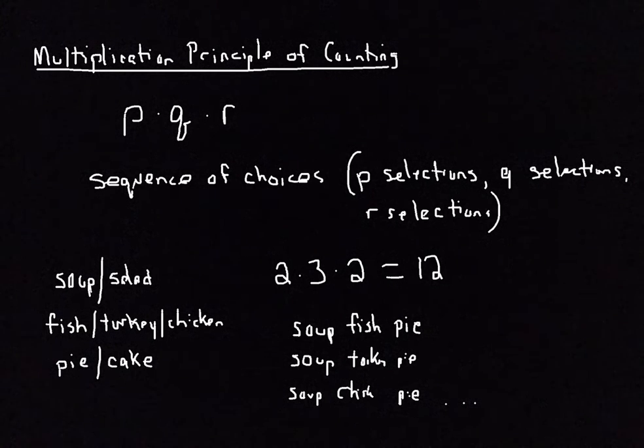So this is called the multiplication principle of counting. You just multiply your selections. All right, so if you have P selections, then Q selections, then R selections, just keep multiplying, depending upon how many you have.